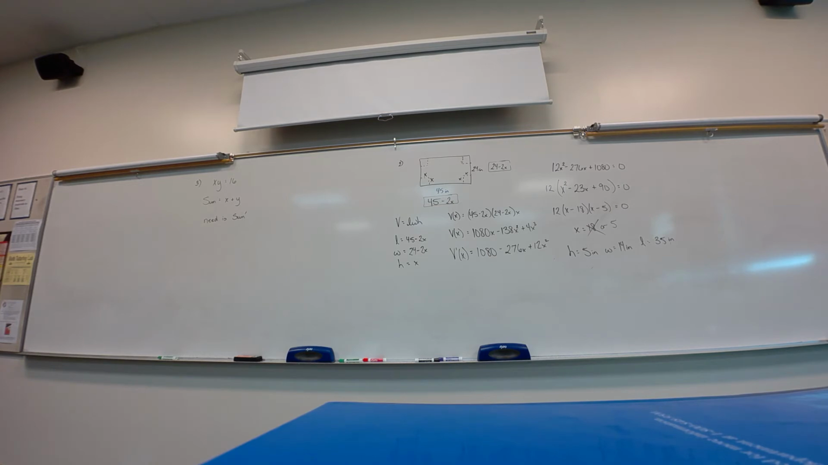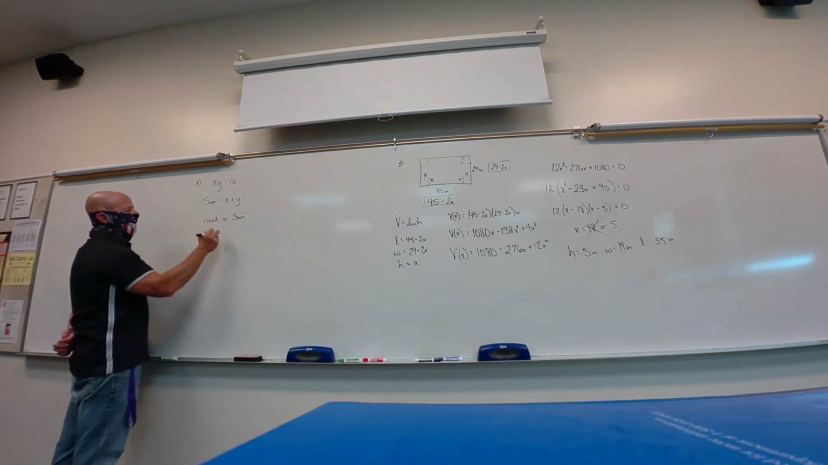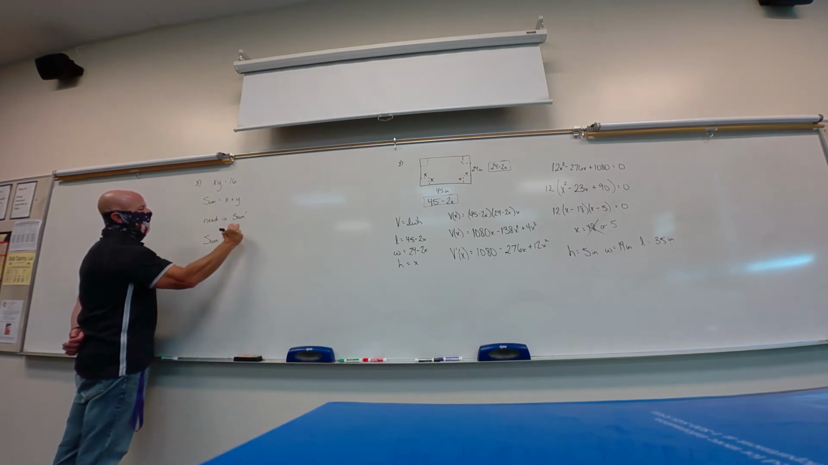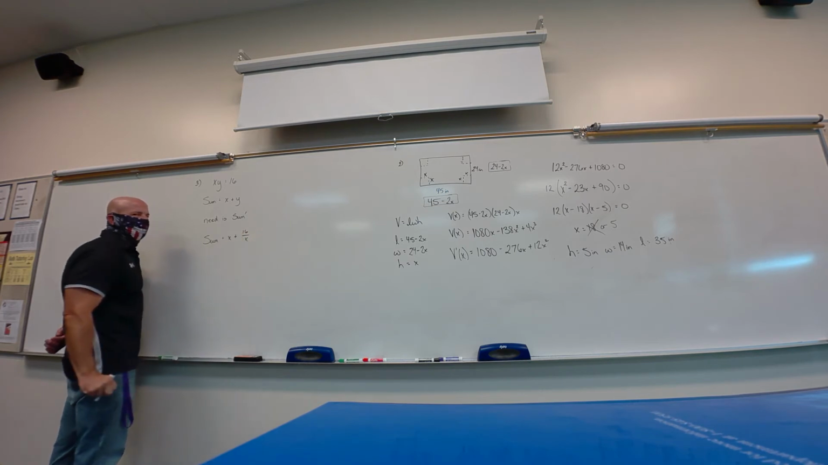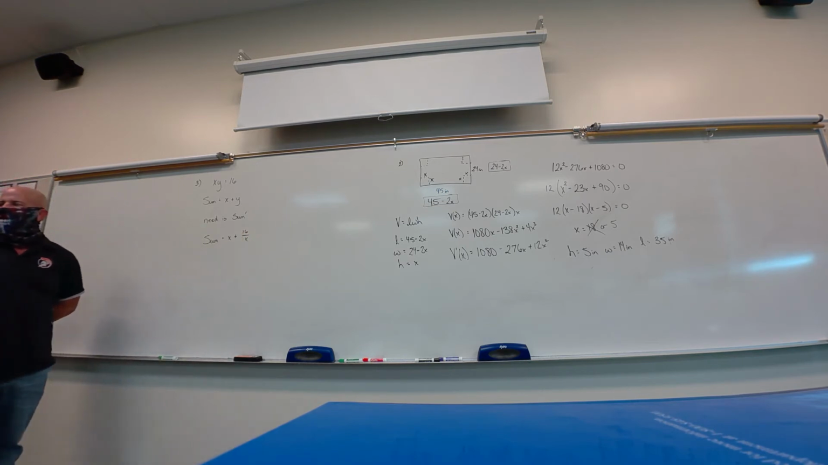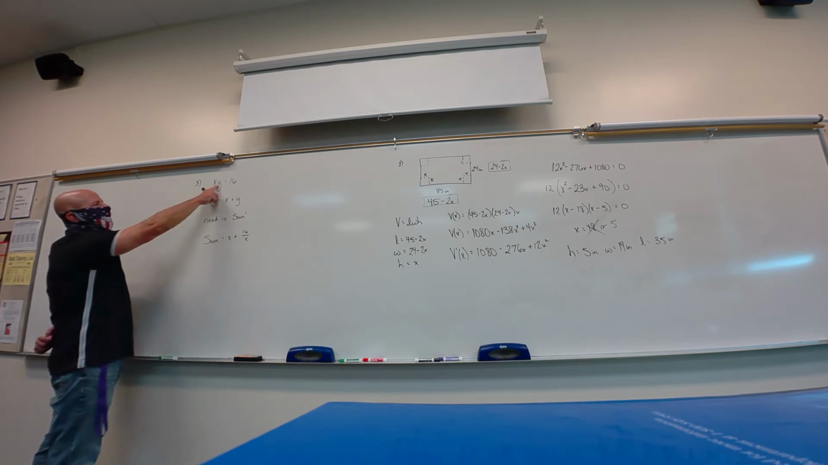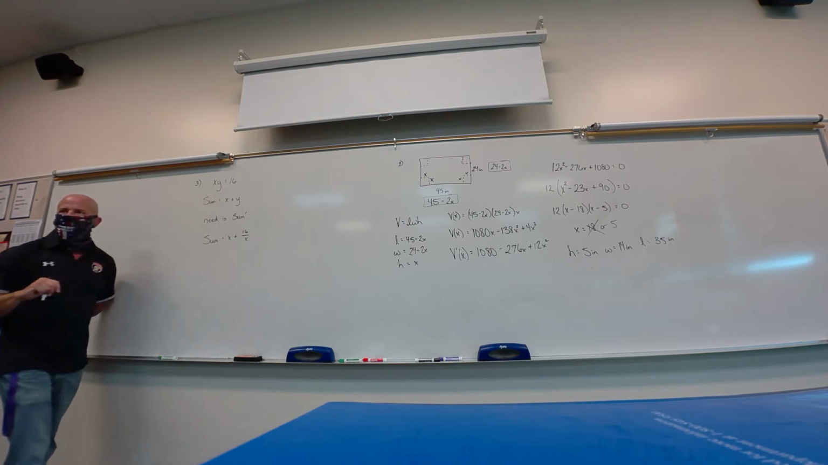Now the problem is, I've got two variables sitting there, x and y. It'd be a much easier derivative if I only had one variable. So what I'm going to do is trade y out. Sum equals x plus 16 over x. I can solve this for y.